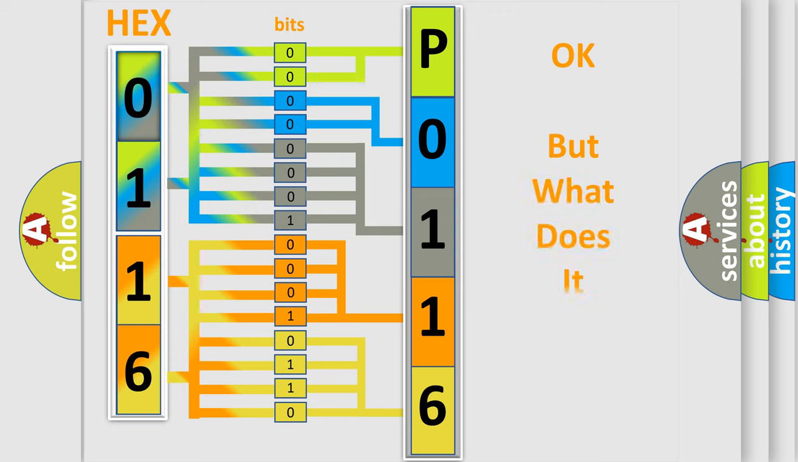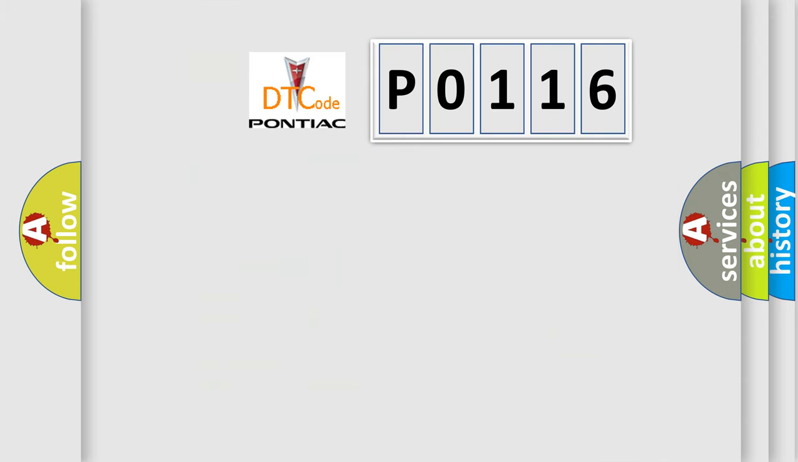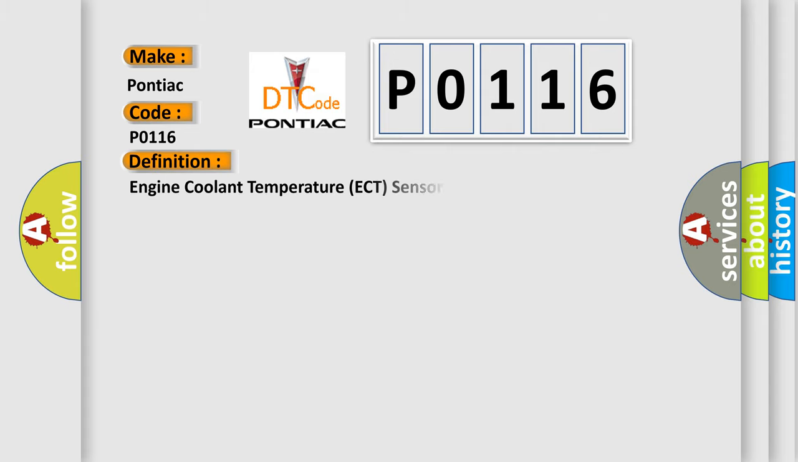The number itself does not make sense to us if we cannot assign information to what it actually expresses. So, what does the diagnostic trouble code P0116 interpret specifically for Pontiac vehicles? The basic definition is engine coolant temperature, ECT, sensor performance. And now this is a short description of this DTC code.